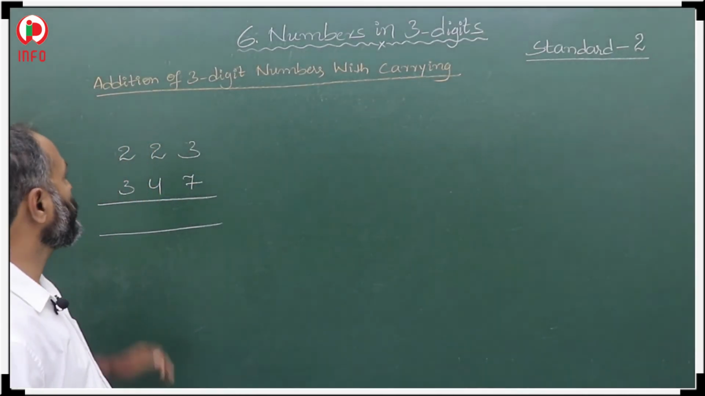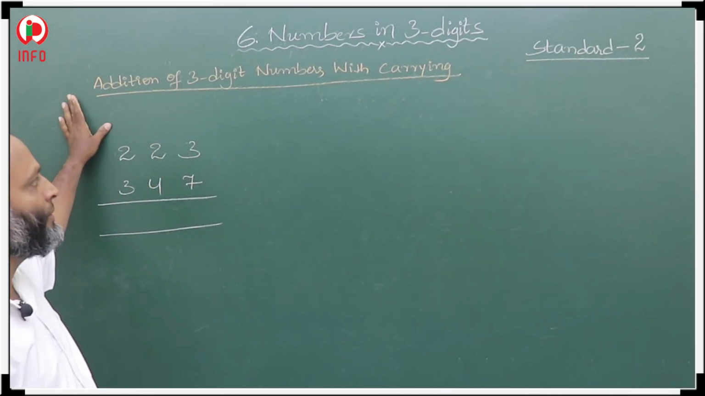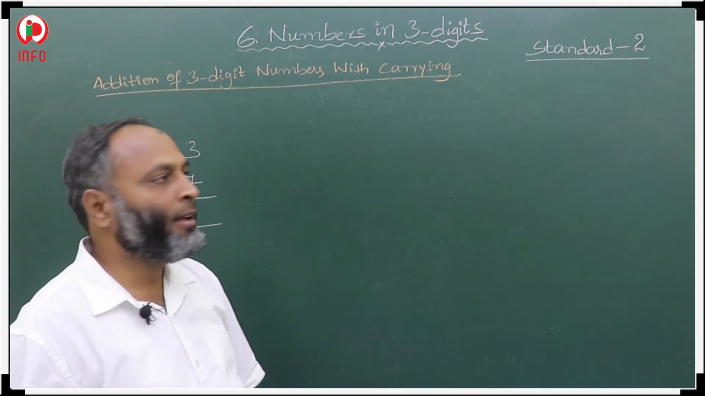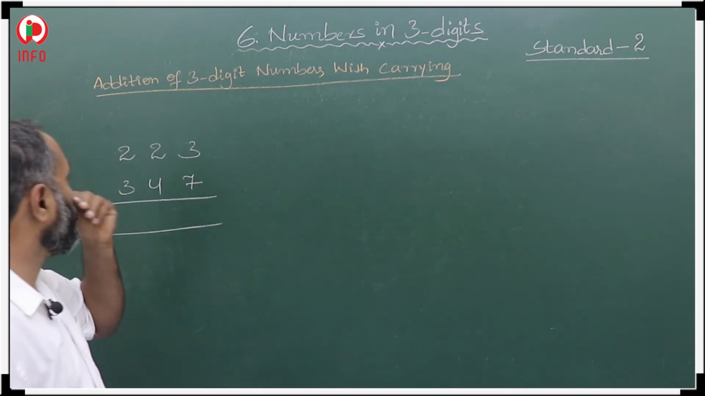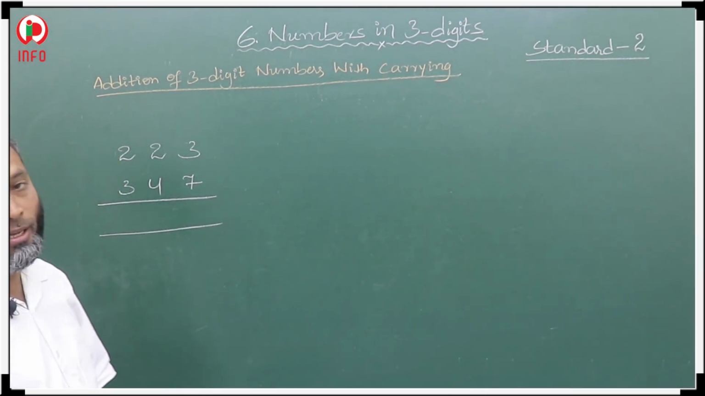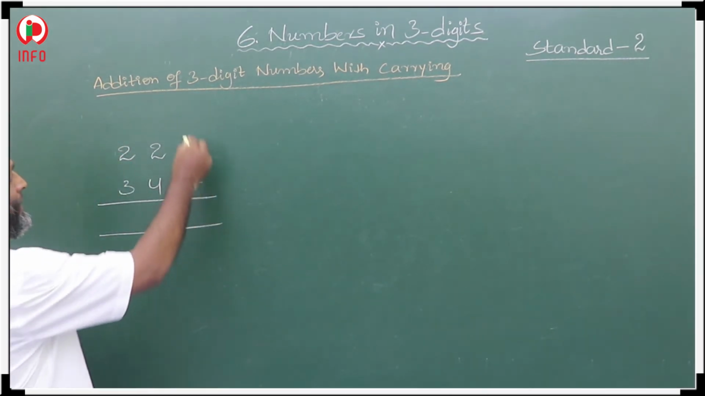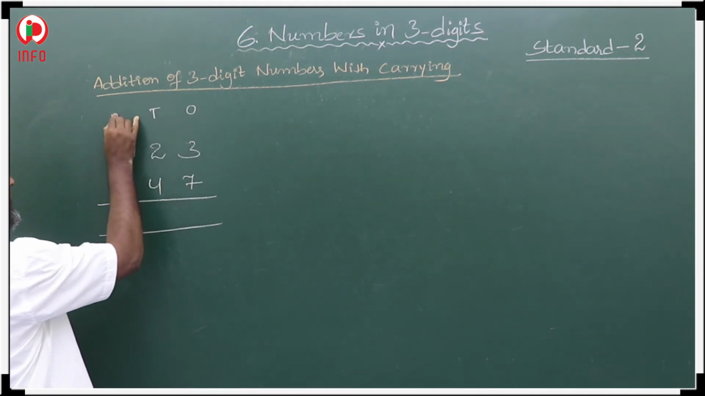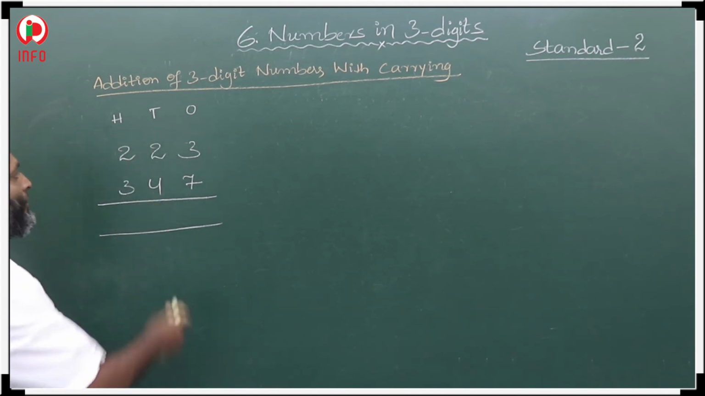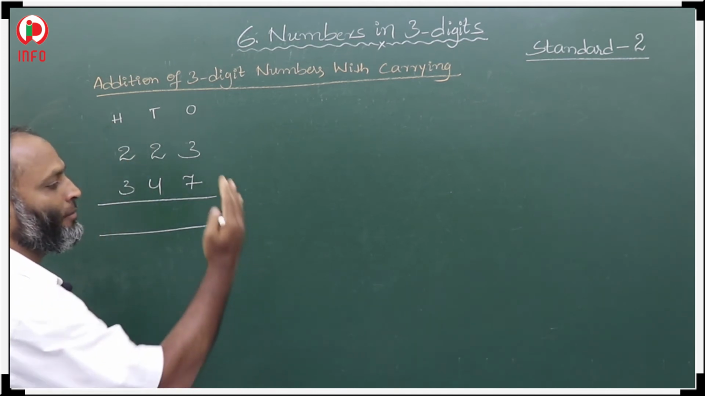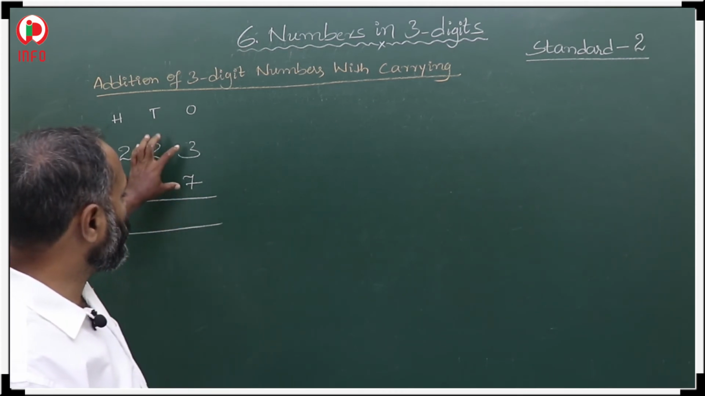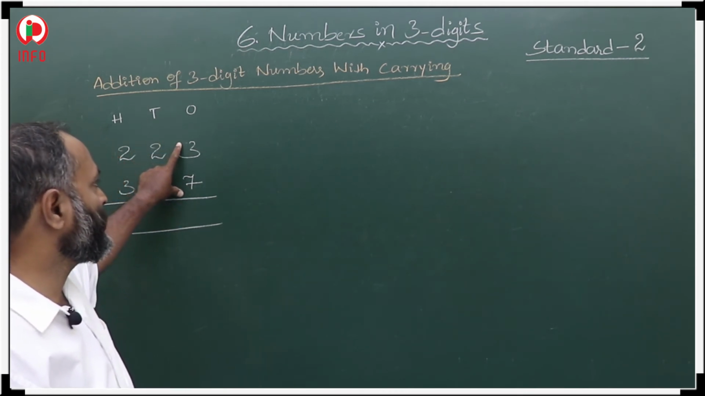Now see, students. Addition. Now addition of a 3-digit number with carrying. So then how to add these numbers with carrying? So then this is 1's place. This is 10's place and this is our 100's place. First we are going to add from right to left. Right to left. First we have to add this 1's place.